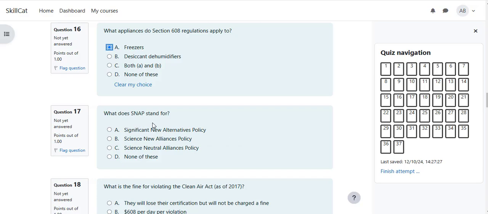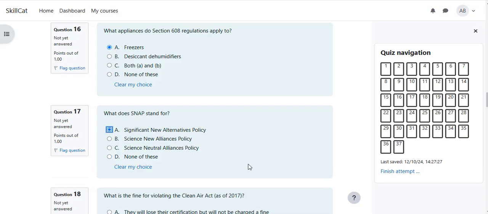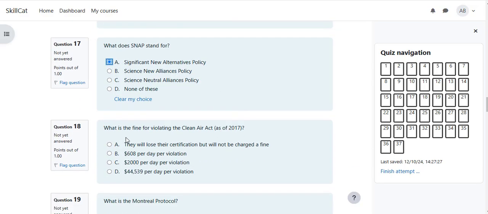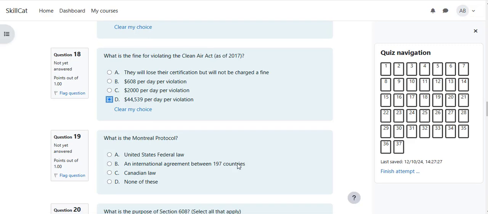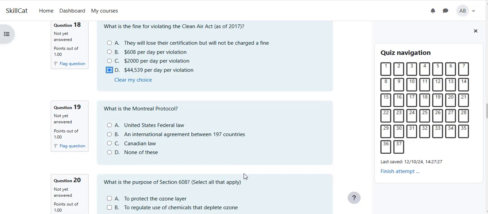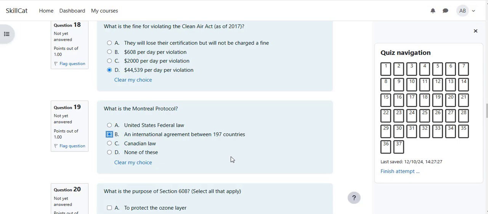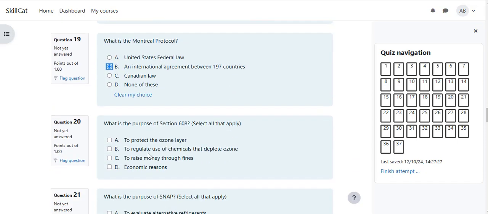What does SNAP stand for? Significant New Alternative Policy. What is the fine for violating the Clean Air Act? The fine is 44,539. What is the Montreal Protocol? A United States federal law? No, an international agreement between 197 countries.